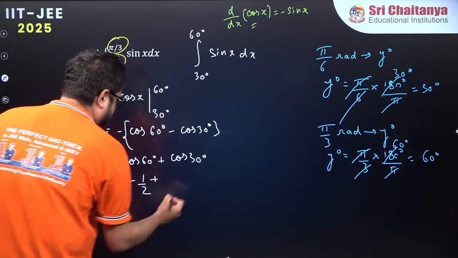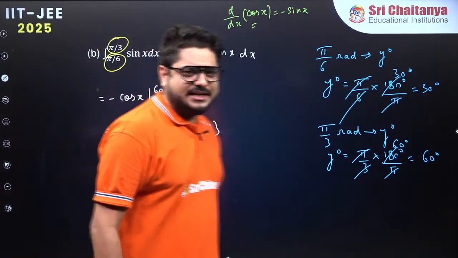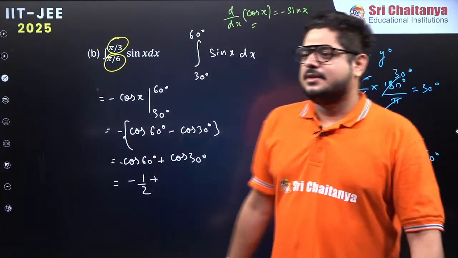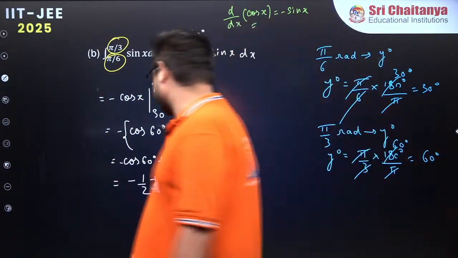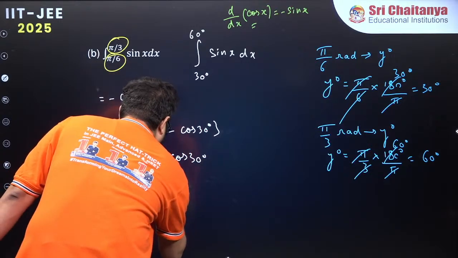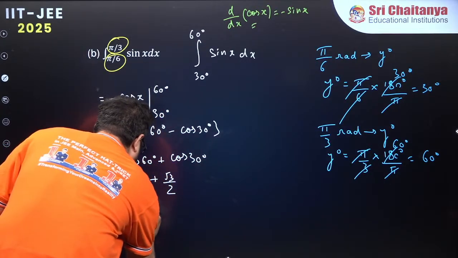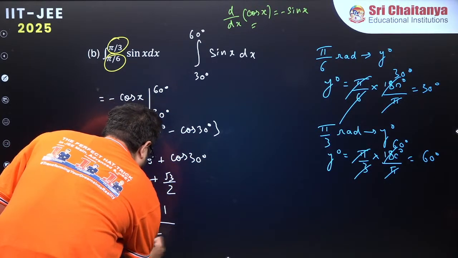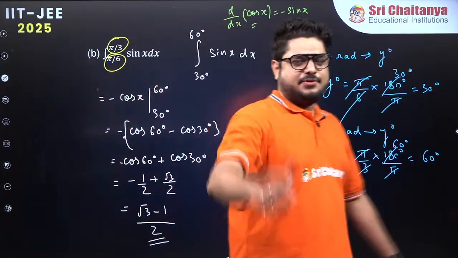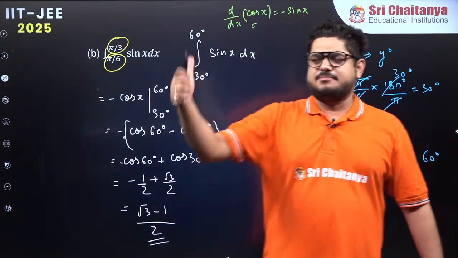What is cos 30? What is the value of cos 30, everyone? Write down. Yes, root 3 by 2. Correct. So the answer is going to be written as root 3 minus 1 by 2. If you agree with the answer, give me a thumbs up.